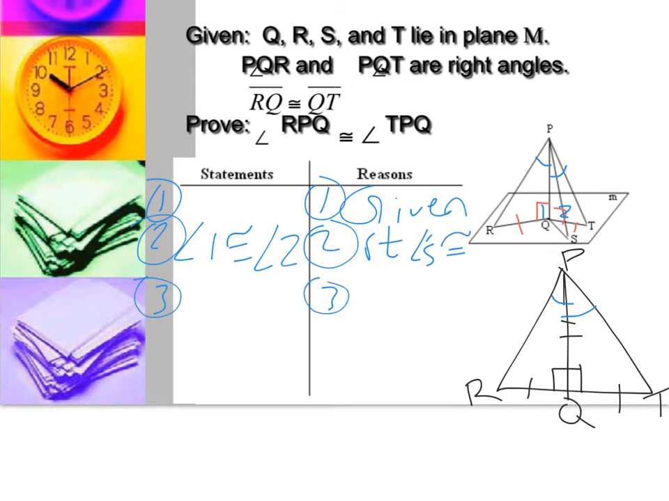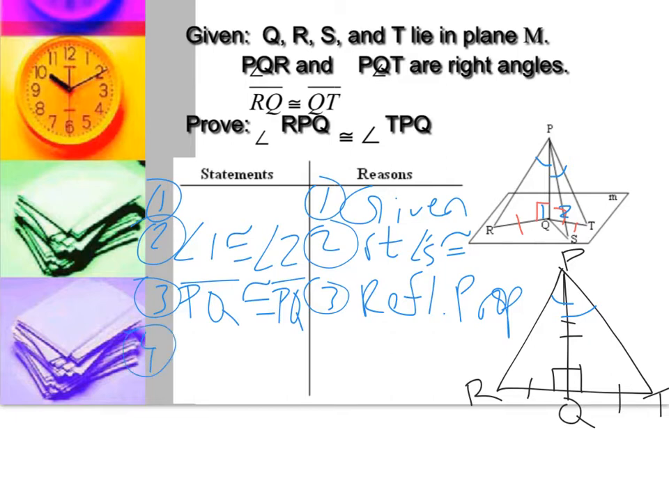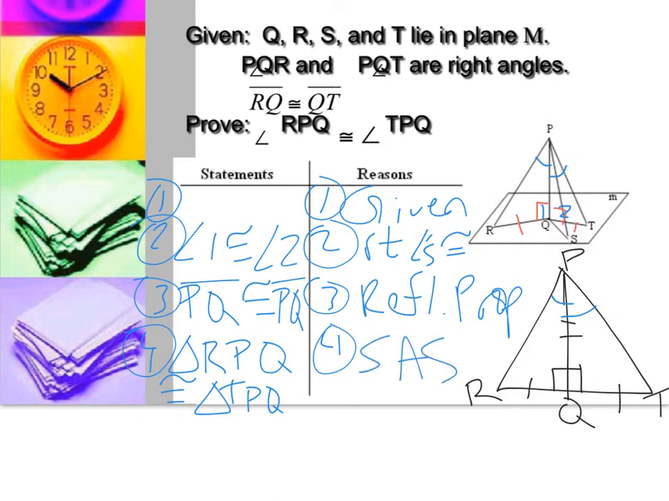Then I've got PQ congruent to PQ by reflexive. And now I've got my triangles congruent. So triangle RPQ, and then I'll match up with that. Congruent to triangle, well, RPQ matches up with TPQ. And that is by SAS. So I've got my triangles congruent. I had the sides given to me. I proved my right angles congruent. I got my other side via reflexive. Got my triangles congruent, and now I'm ready for some CPCTC action.